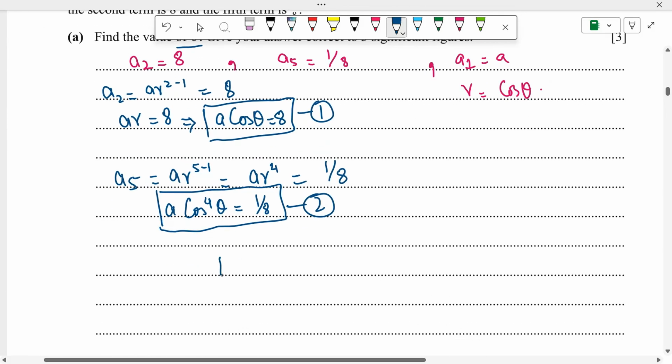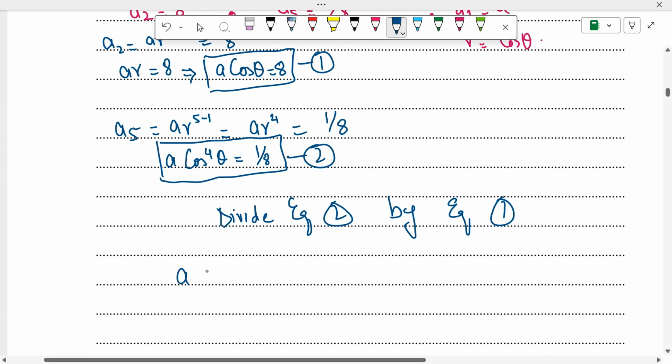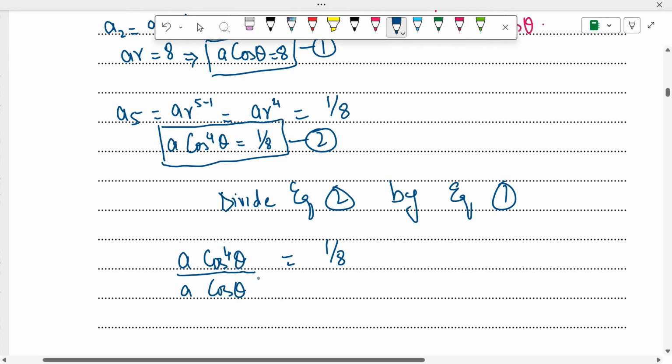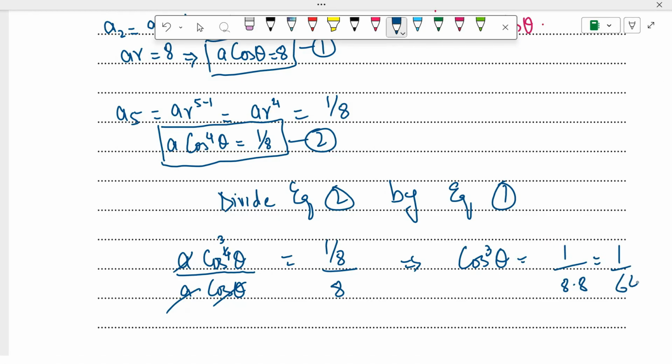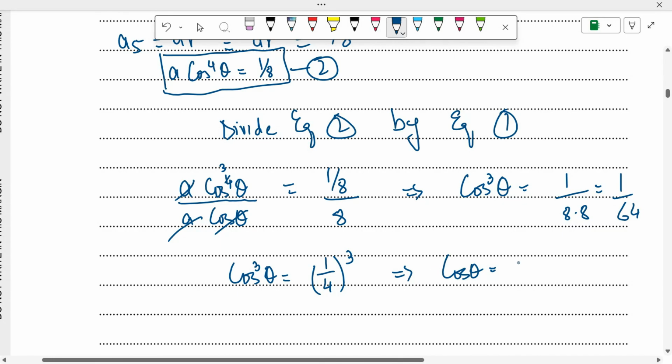So if we divide equation 2 by equation 1, then a cos to the power of 4 theta equals 1 over 8, divided by equation 1, which is a cos of theta, and divided by 8. The power will become 3 and the a will be cancelled out, and we will have cos cubed of theta equals 1 over 8 times 8, which is 1 over 64. And cos cubed of theta equals 1 over 4 cubed. So we will have cos of theta equals 1 over 4.